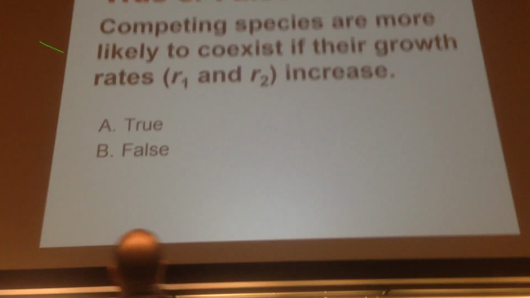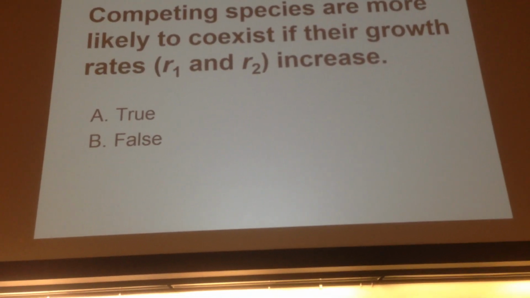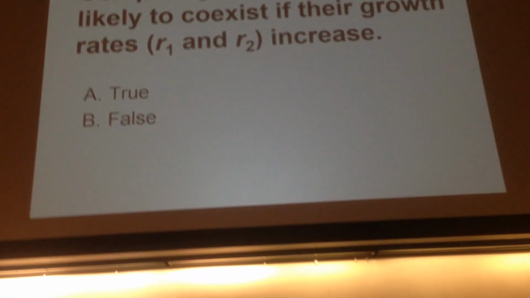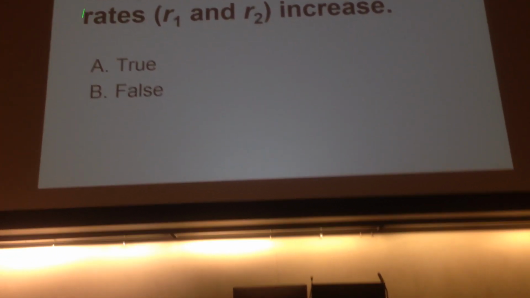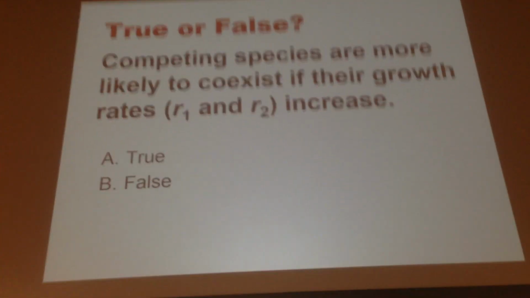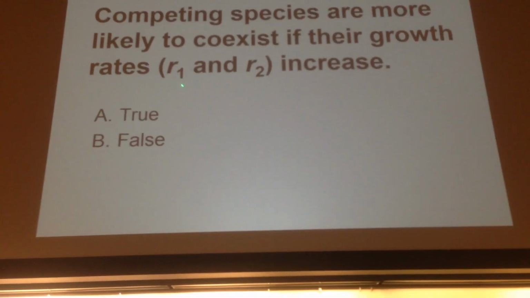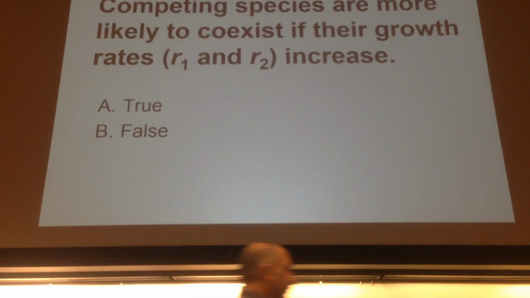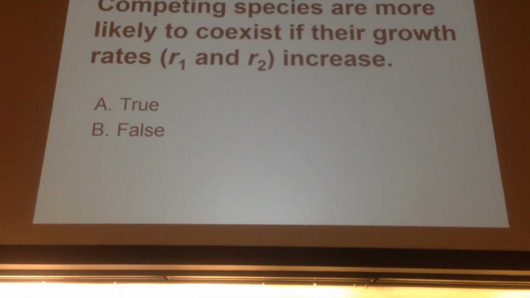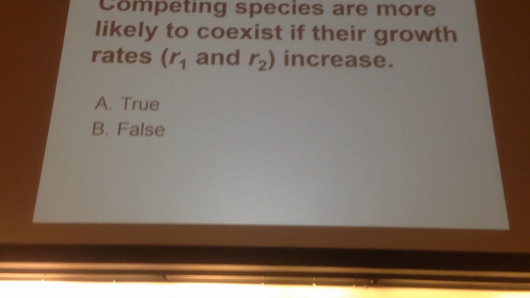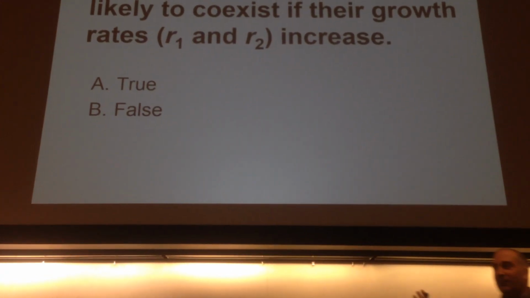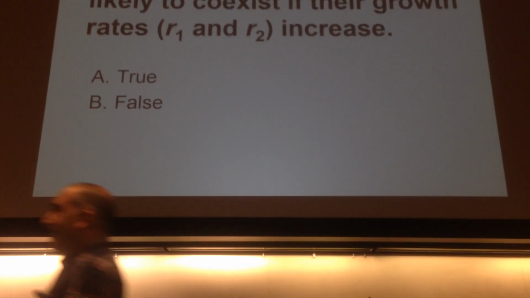So let's try a question, and you should be able to answer this just from the pre-class video. Take a shot. Competing species are more likely to coexist, meaning they both can survive indefinitely in a place, if their growth rates R1 and R2 increase. True or false? Oh, wait a minute. Make sure the clickers are still working. Still working. Awesome. Mysteriously working, and I did nothing to fix it.